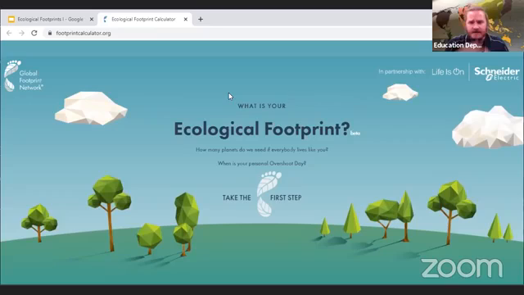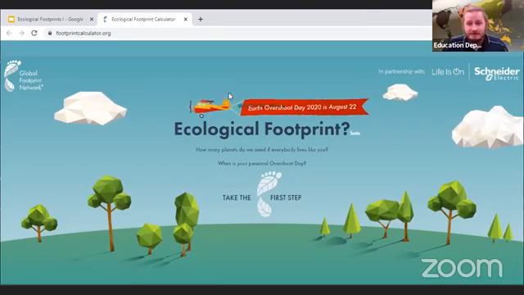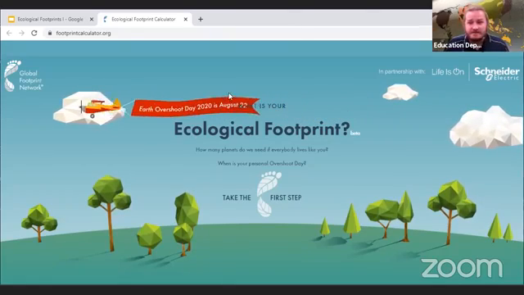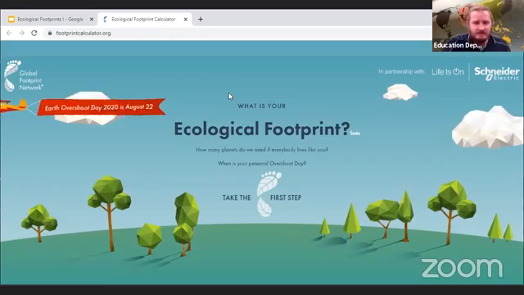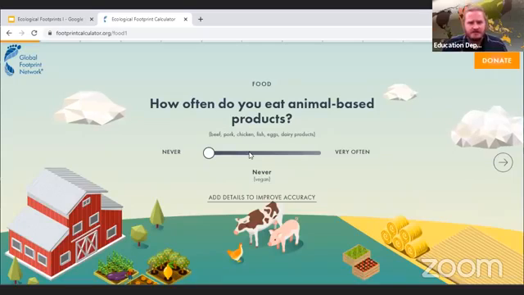And you might notice that plane flying across saying that overshoot day is August 22nd, 2020. And that's coming up just later this week, which is one of the reasons why I chose this topic for this week. And I'll explain what that means in just a little bit. But what you can do is you can start by taking the first step. You can click take the first step. And it'll ask you some questions. And the questions are questions about your food consumption, as well as your transportation habits and your housing situation.